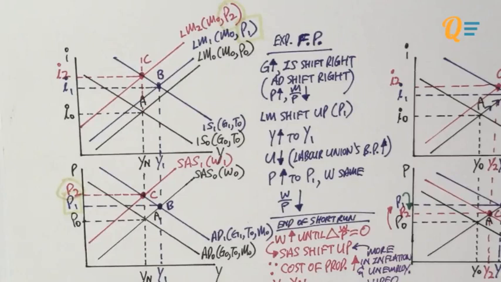So what you will notice is that the output level has gone back to its original point, so it has not changed in the long run. Output is a real variable. Okay, real wages also have not changed in the long run because they fell in the short run and then went back to their original point after the bargaining round to increase the nominal wages. What has changed is the real money supply. You will notice that the real money supply has actually fallen because the nominal money is M0, but the price level is now P2, which is much higher. So the real money supply has fallen.